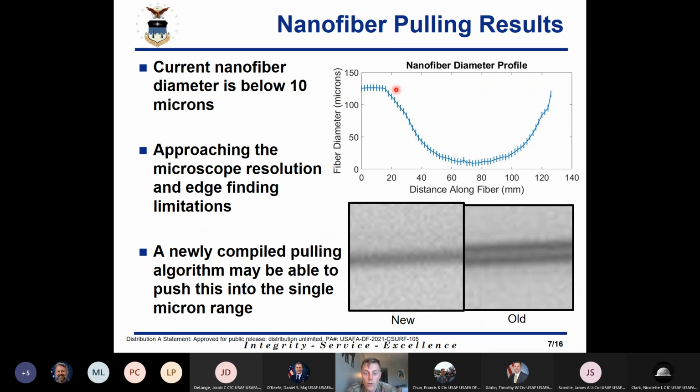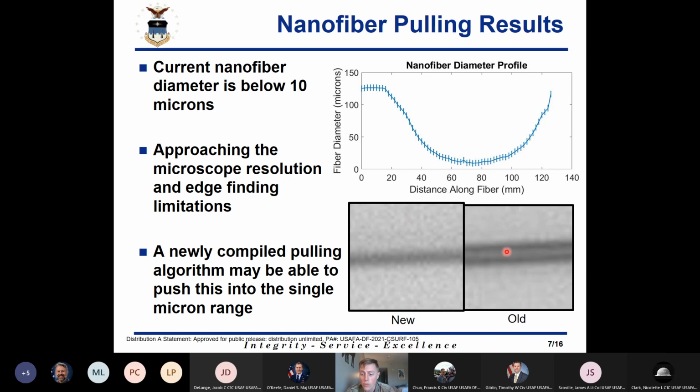So here's a profile of one of our more recent pulls. So we start out at this 125 micron level. We start tapering down linearly, and then we enter this exponential region down to where our edge finding routine says we're at about 7 micron, but we are approaching the microscope resolution and edge finding technique limitations.